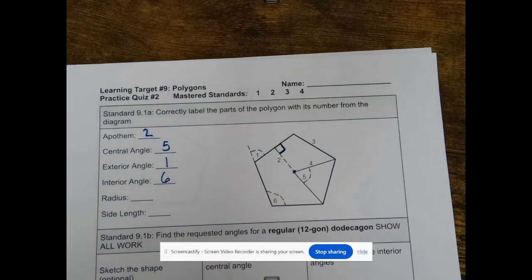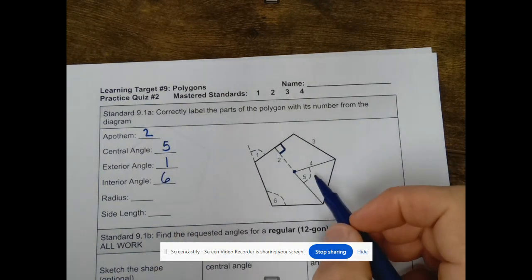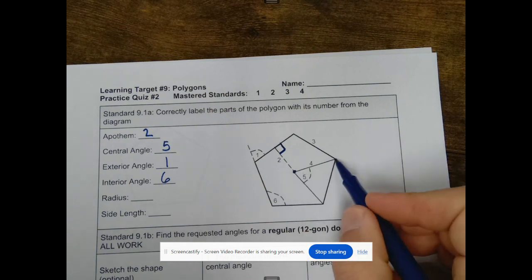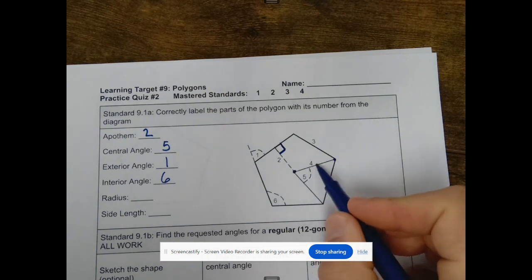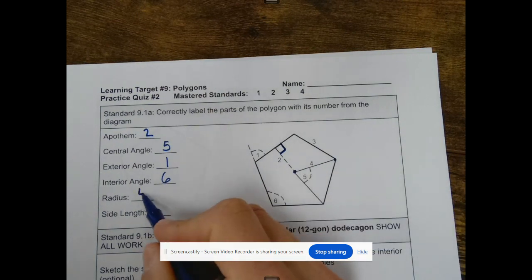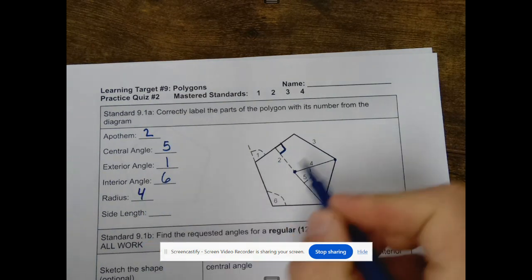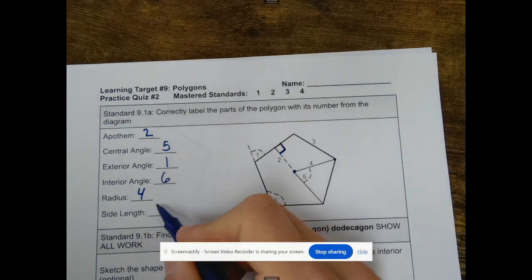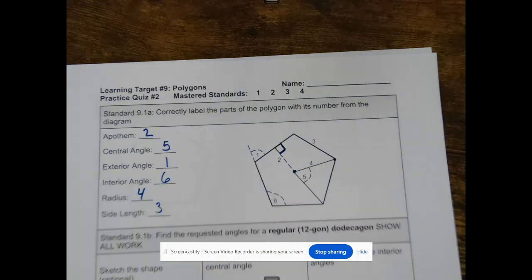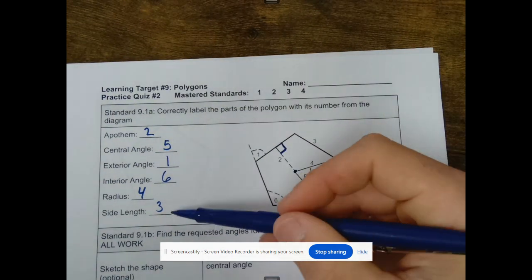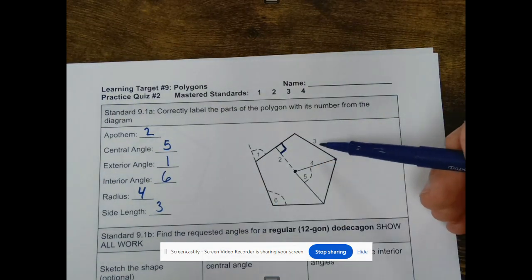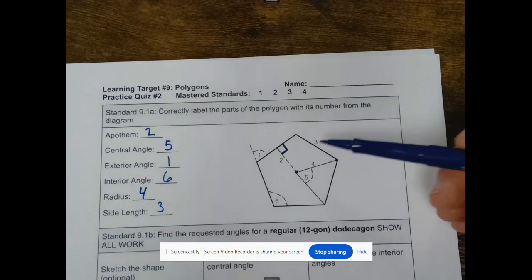Lastly, the radius. The radius is the segment that connects the center to a vertex. So 4 here is the segment connecting those two things. Lastly, the only number I haven't used yet is 3. That would be a side length. Feel free to go by process of elimination. If you know what the side length is, do that one first, and then work backwards. All right, let's go down.